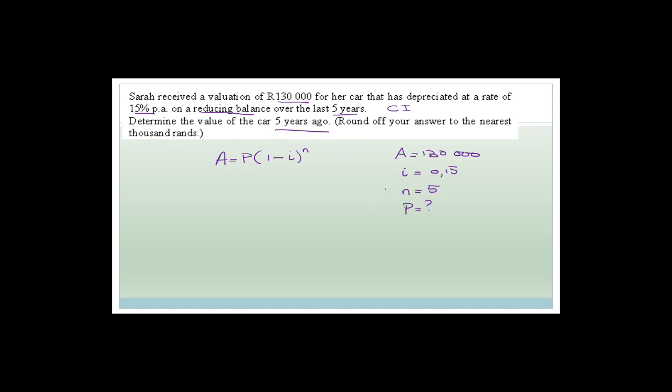So the next thing we're going to do is substitute in. So we've got 130,000 is equal to P, 1 minus 0.15 all to the power of 5. Now, can we solve? Yes, we can. P is equal to 130,000 divided by 1 minus 0.15 to the power of 5. And we can get out our calculators.